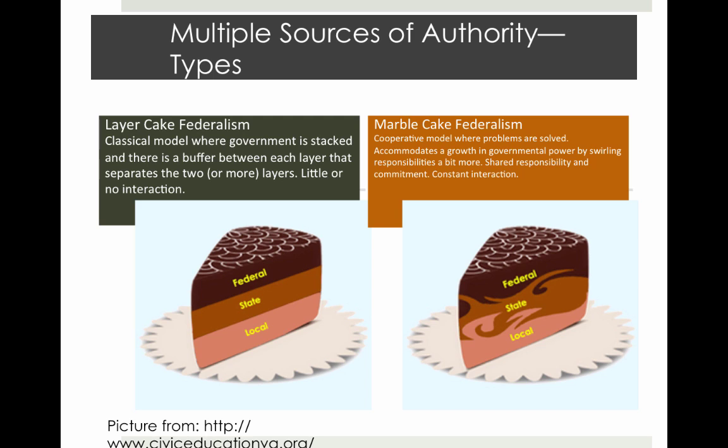So we tend to think of layer cake federalism, but really what happens is more of a marble cake. If you've ever made or eaten a marble cake, you'll know that the flavors are mixed together, that they're swirled into one another, and so there are multiple points of contact. And that is the more cooperative model that we live in. Problems are solved and sometimes created because the levels of government interact with one another in varying ways on different issues. So there's shared responsibility and constant interaction.